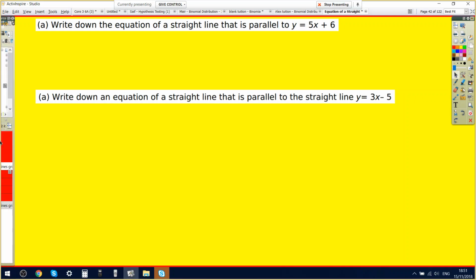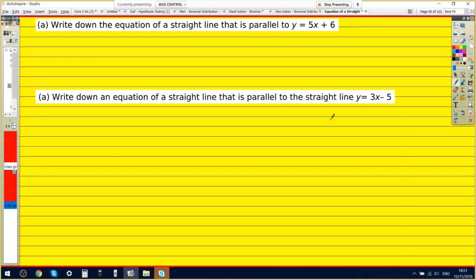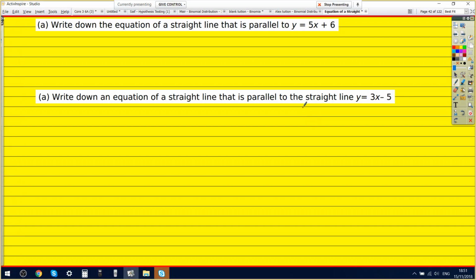Any idea about this one? Part A. At the top. Sorry, zoom out. I'm not sure how I do this.